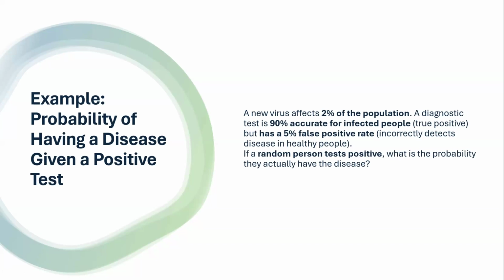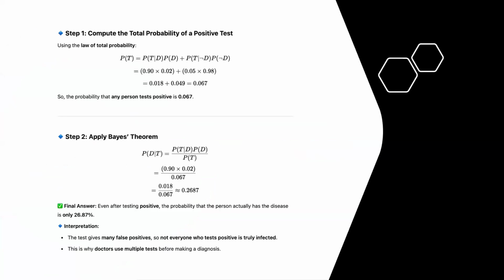You'll be discussing a lot about false positive and true positive when you attend the machine learning classes. So if a random person tests positive, what is the probability they actually have the disease? I would like all of you to take a screenshot of this example, or you can watch it in the recording, and try to solve it based on the examples that you'll be solving in the next slides.